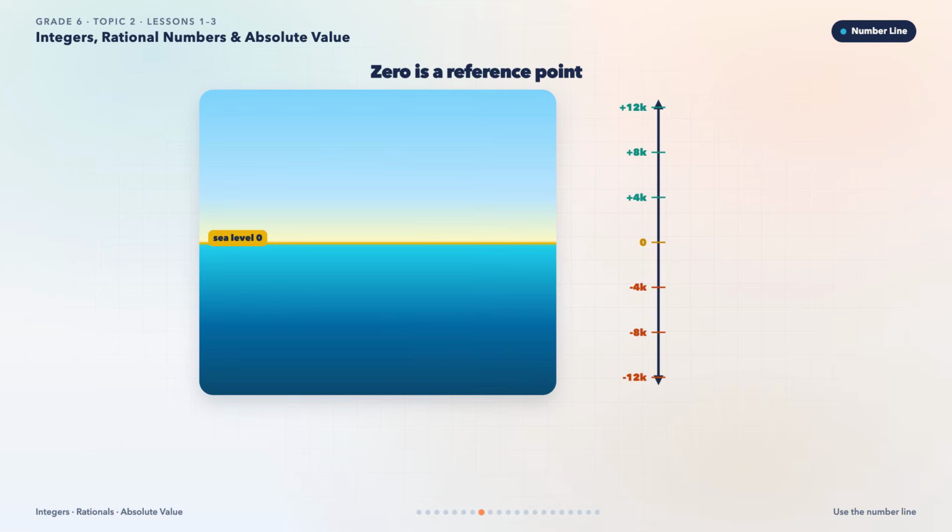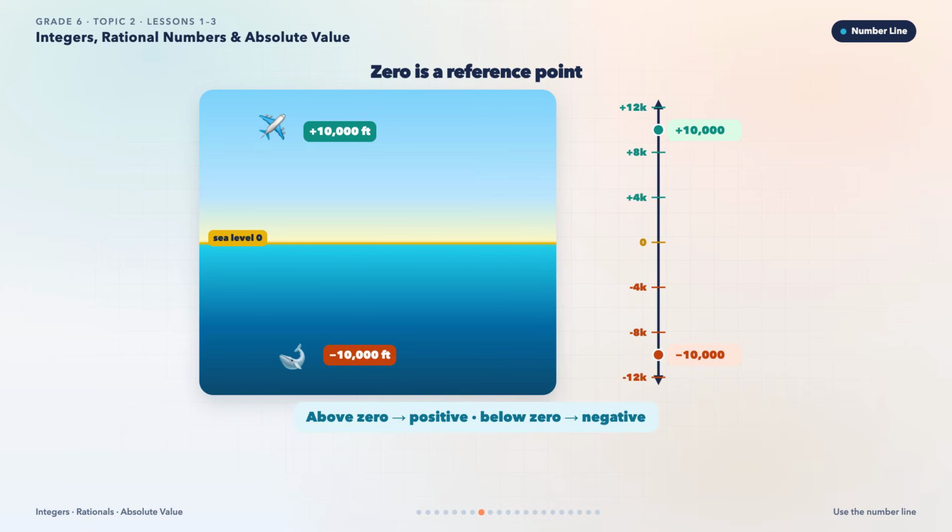Positive and negative numbers describe quantities relative to a reference point. Sea level is 0. An airplane 10,000 feet above sea level is positive 10,000. A whale 10,000 feet below sea level is negative 10,000. 0 is the reference. Above it is positive. Below it is negative.